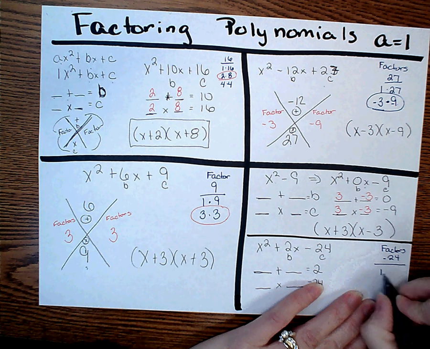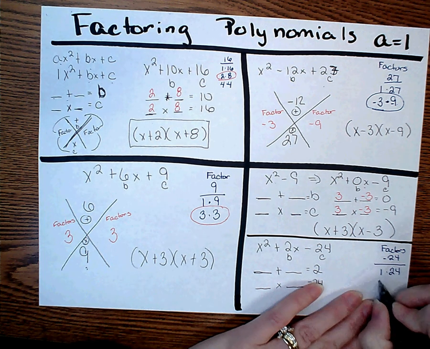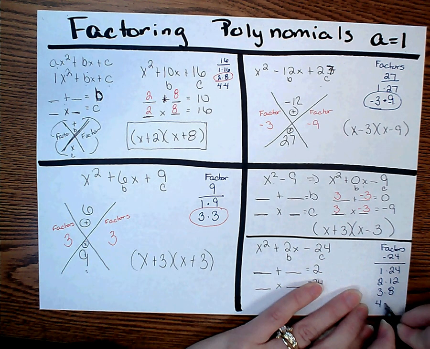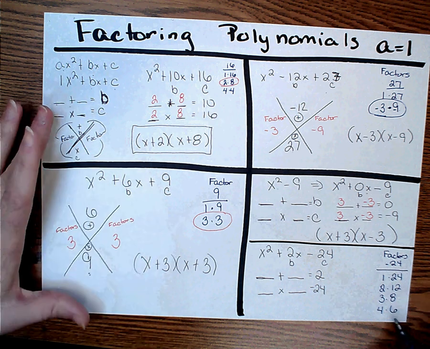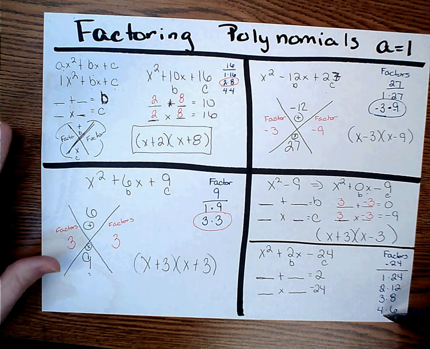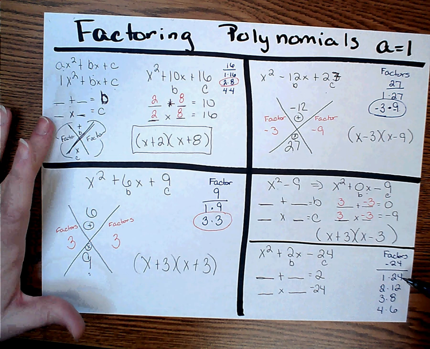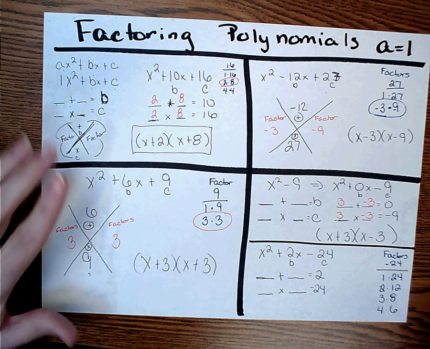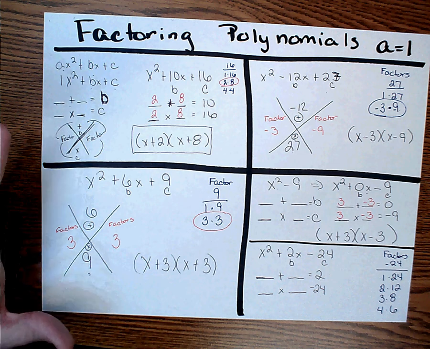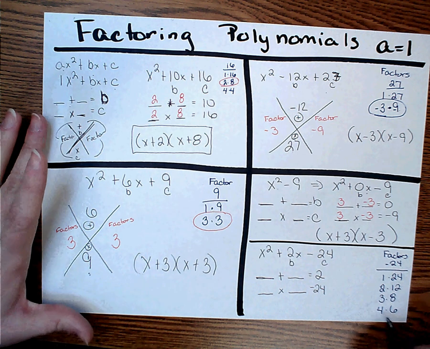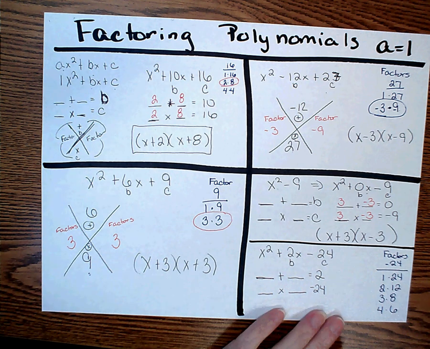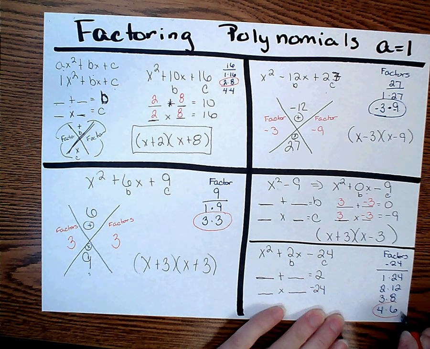So we've got 1 times 24, 2 times 12, 3 times 8, and 4 times 6. Now, in each case, either the 1, 2, 3, 4 has to be negative, or the 24, 12, 8, and 6 have to be negative. So one sign has to be positive and one sign has to be negative. But which of these have a combination where I'm going to get a 2 if I subtract? In this case, it's here.